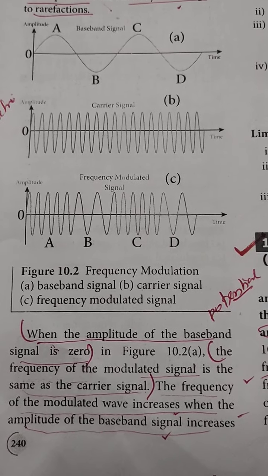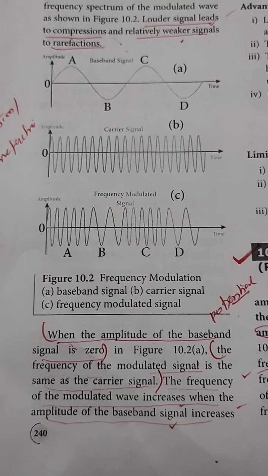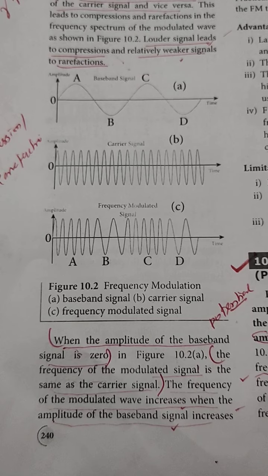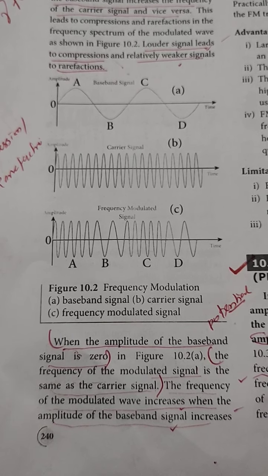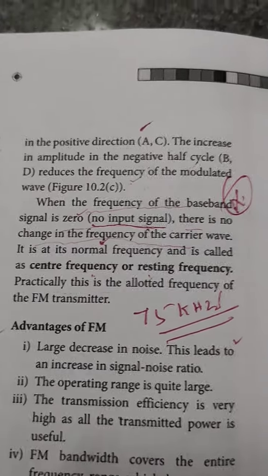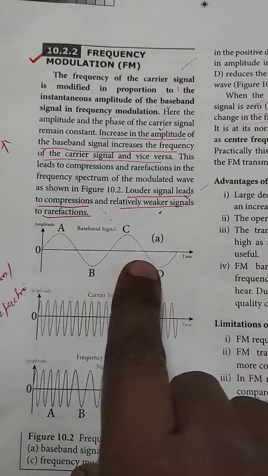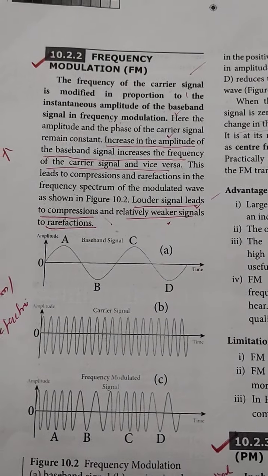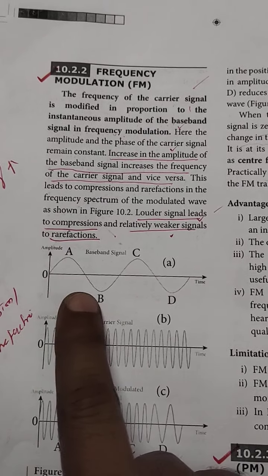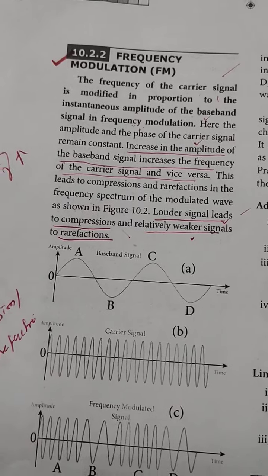When the amplitude of the baseband signal is 0, the frequency of the modulated signal is the same as the carrier signal. So the frequency of the modulated wave increases as the amplitude of the baseband signal increases, which means the positive directions, like A and C. Here A and C are the positive amplitude directions, and here B and D are the negative half cycle, which means the frequency of the modulated wave is reduced.